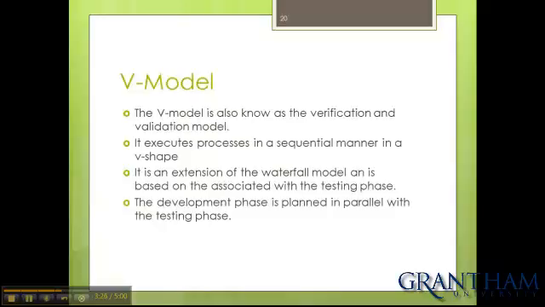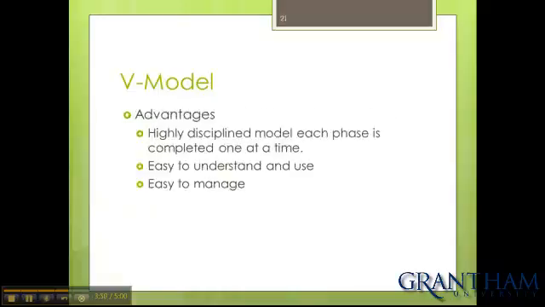The V model is also known as the verification and validation model. It executes processes in a sequential manner in a V shape. It is an extension of the waterfall model and is based on and associated with the testing phase. The development phase is planned in parallel with the testing phase. Some advantages of using the V model are that it's a highly disciplined model. Each phase is completed one at a time. It's easy to understand and use, and it's easy to manage.